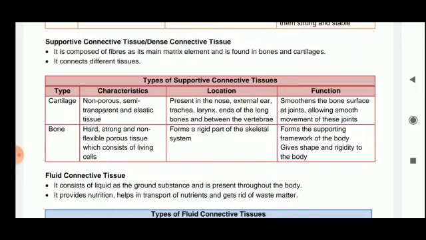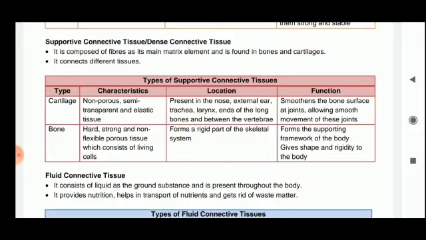Now move on to the location. Present in the nose, external ear, trachea, larynx, ends of the long bones and between the vertebrae. Vertebrae is what? You know that your backbone is what? Vertebral column. Your backbone is called a vertebral column, and your vertebral column is made by lots of vertebrae. Now these vertebrae are interconnected with the help of this cartilage tissue.